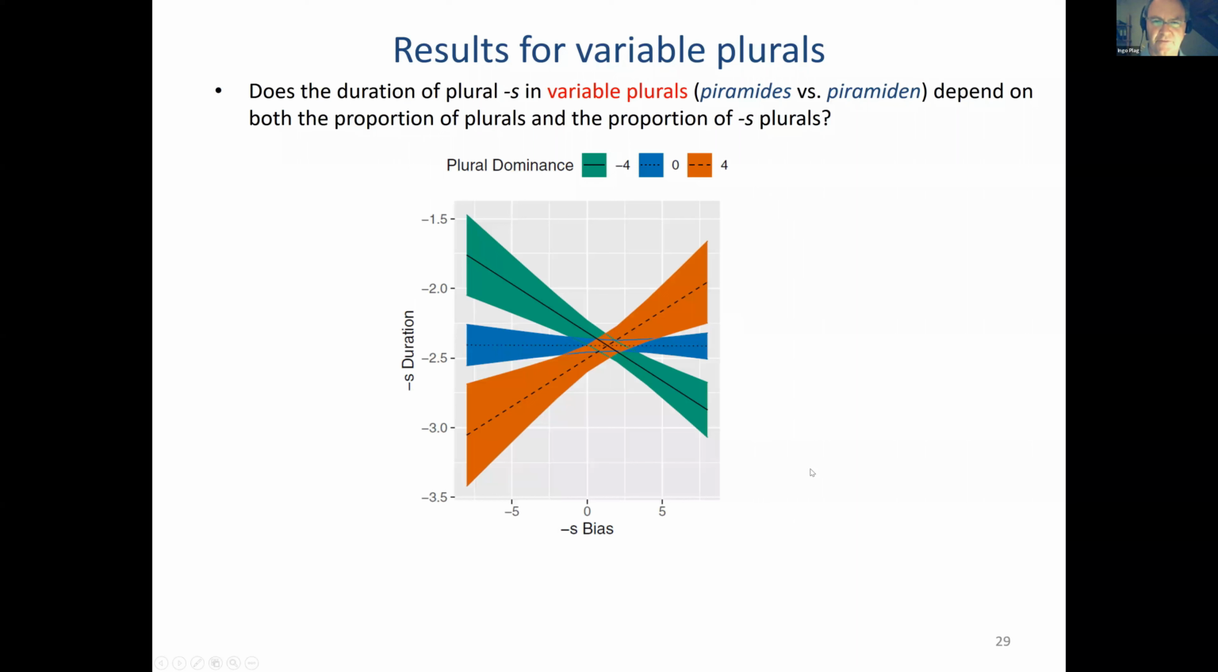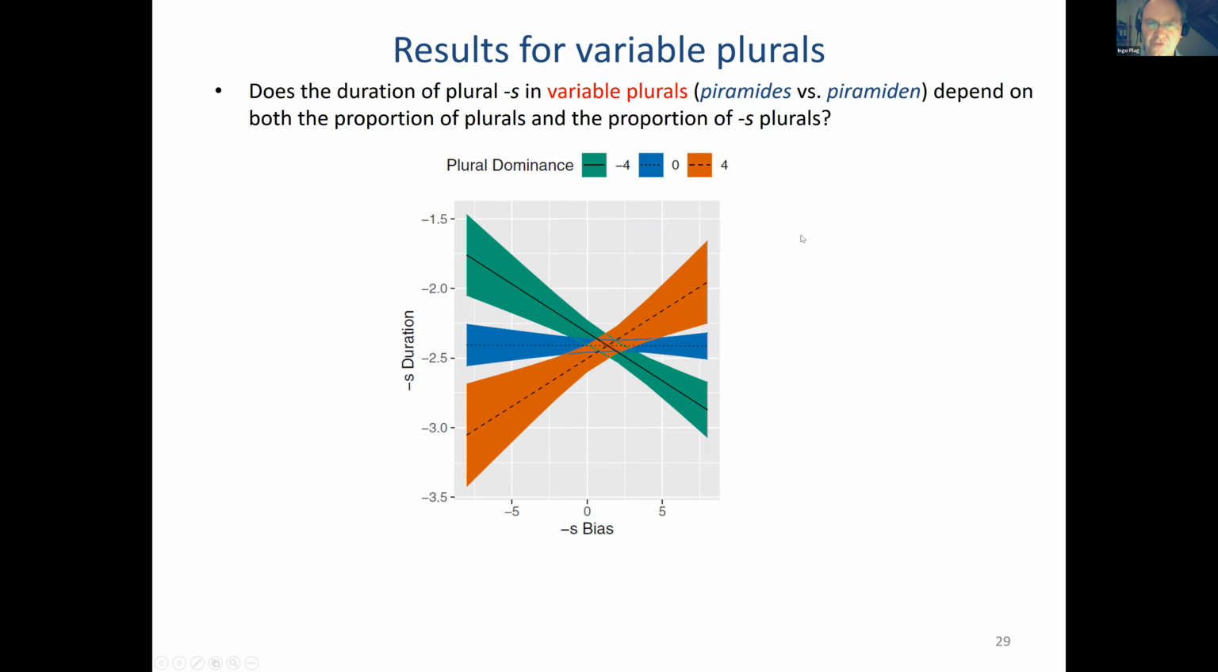And as you might have already expected, things become messy and complicated here. So you see here on the x-axis the S bias. On the right, the words have a strong preponderance of having an S plural as against an other plural. And on the y-axis, you see the S duration. And what you see is an interaction of plural dominance, which you see above the graph, and the S bias.